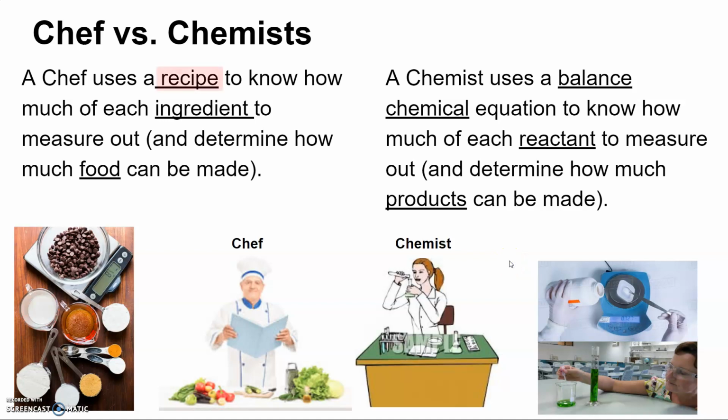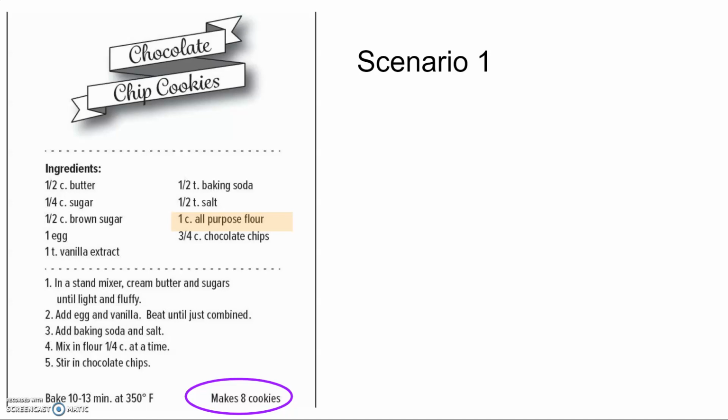So there are a couple of key pieces of this analogy. For a chef, they use a recipe. A chemist uses a balanced chemical equation. So recipe and balanced chemical equation are giving you the same type of information. In terms of ingredients, from a chemist's point of view, that would be the reactants. So ingredients and reactants are analogous, and the food that's made is like the products that a chemist would make. Keeping that in mind is important conceptually when you're tackling these problems, to understand what they are actually asking you. So before we get into some chemist scenarios, let's look at some chef scenarios.